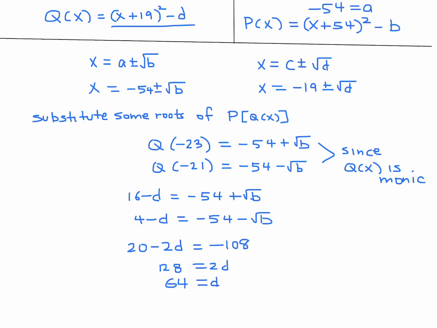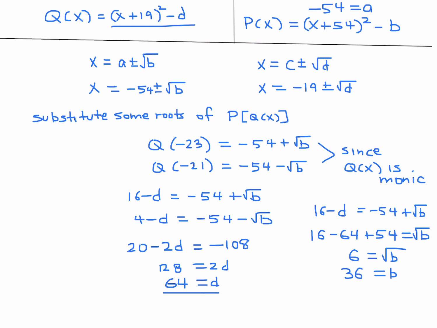And then to get the value of b, just substitute back into any of these. So for example, 16 minus d is equal to minus 54 plus root b. 16 minus d, d is 64. So 16 minus 64, and then bring the 54 over. That will be root b. So that looks like it will be positive 6 is root b, and therefore b, if you take the square of both sides, is 36. So there we go. We got actual numerical values for b and d.